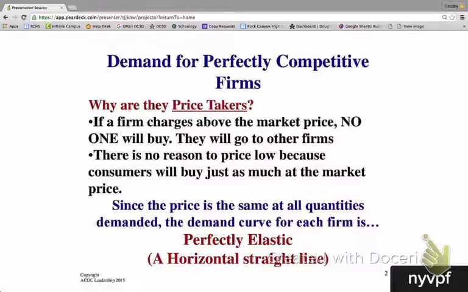So since the price is the same at all quantities demanded, the demand curve for each individual firm is perfectly elastic. It will be a horizontal straight line at the market price, because they can sell as much as they want at the market price.